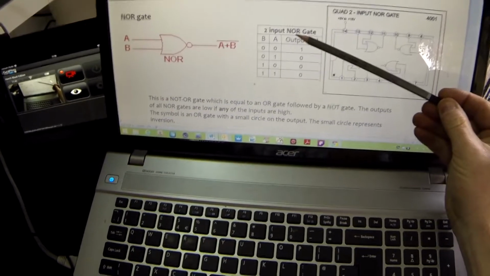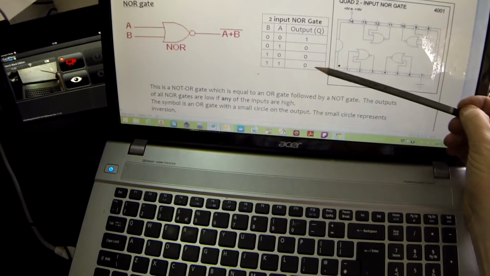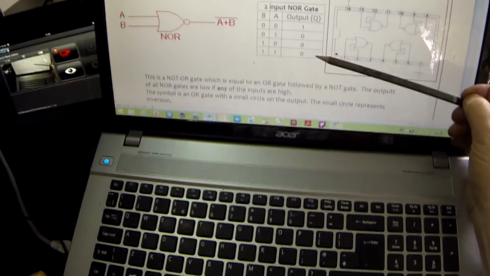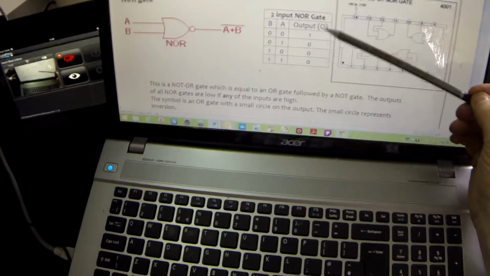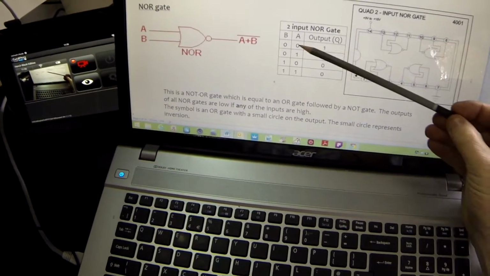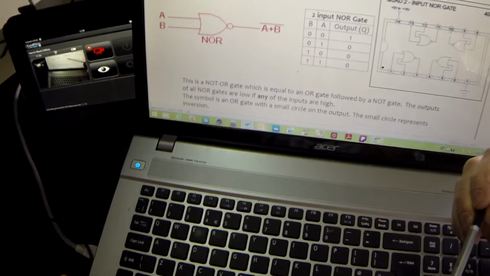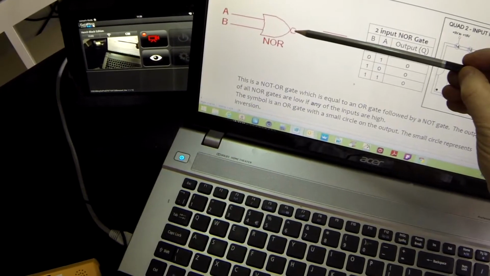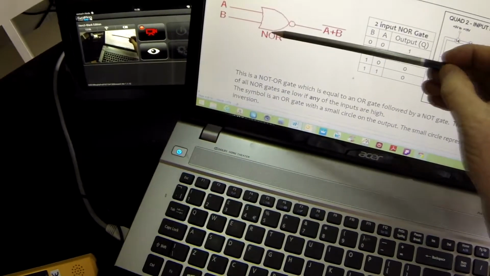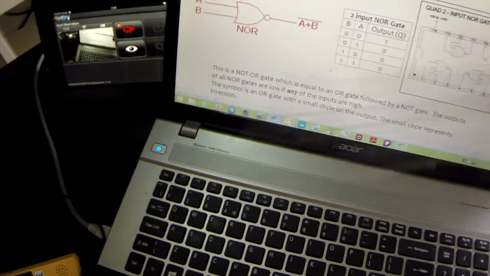And in our OR gate, if you remember, we had 0, 1, 1, 1. So when A or B were pressed. But in this case, it's not that. It's the opposite. So in other words, when both of them are low, the output is high. Otherwise, all the other outputs will be low. It is not an OR gate. And this little plus sign here indicates the OR, remember.